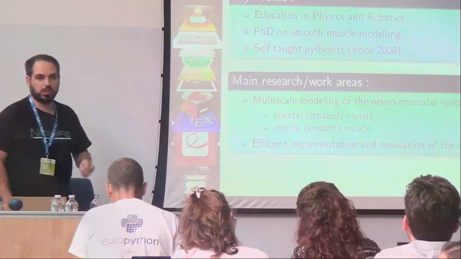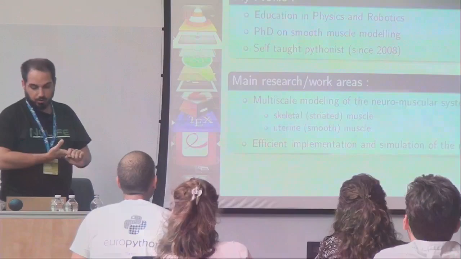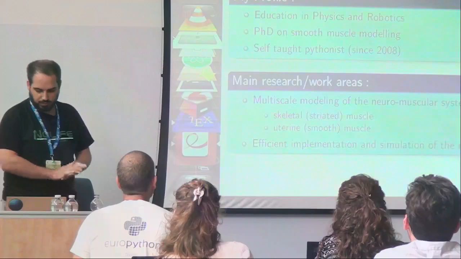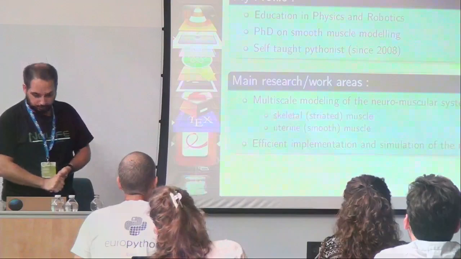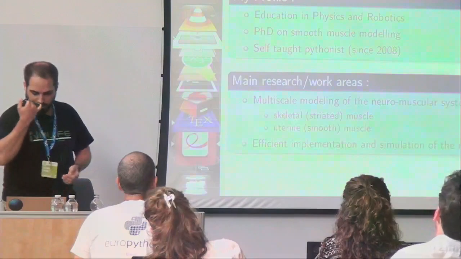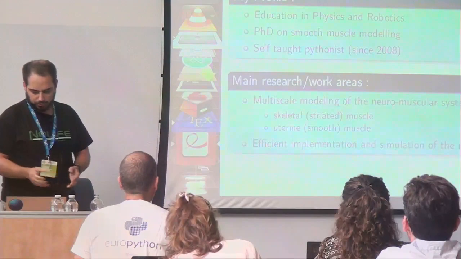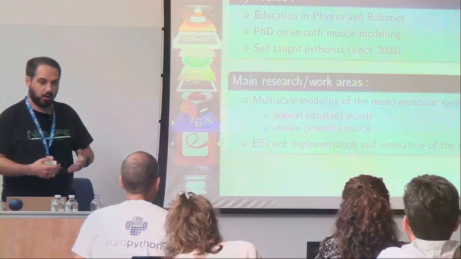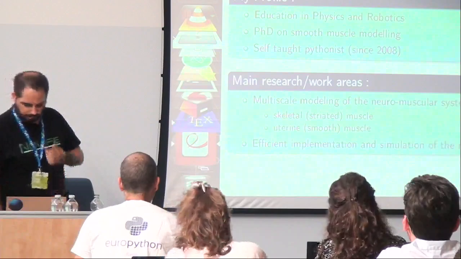So I'm a research engineer at UTC in France, a bit north of Paris. Most of my education was in physics and robotics. I did my PhD in Montpellier on smooth muscle modeling, so a bit different. And I've been doing Python for a decade now. Now I'm mostly working on muscle modeling, both skeletal striated and smooth muscle, and how we can implement and simulate these models efficiently.